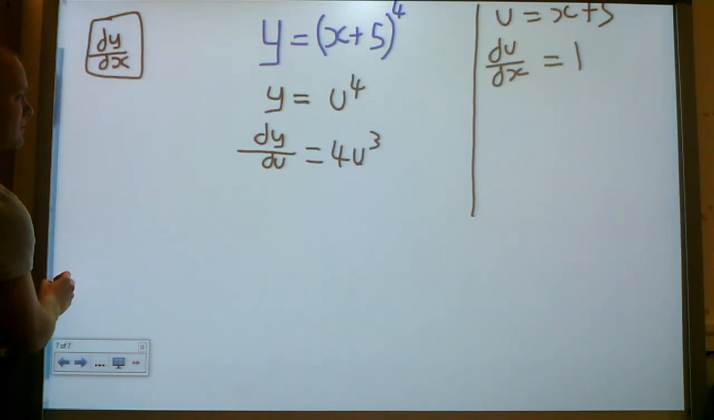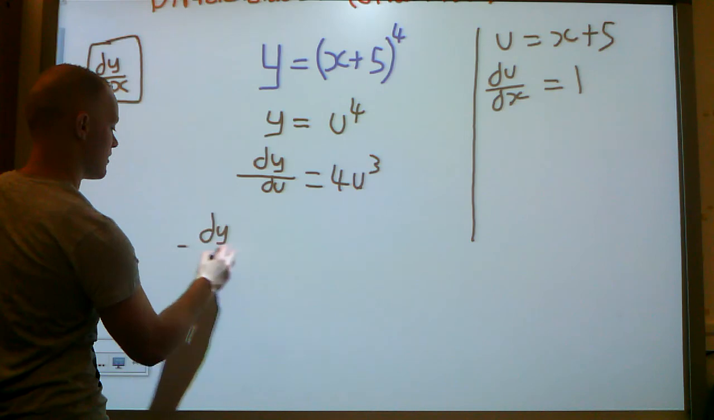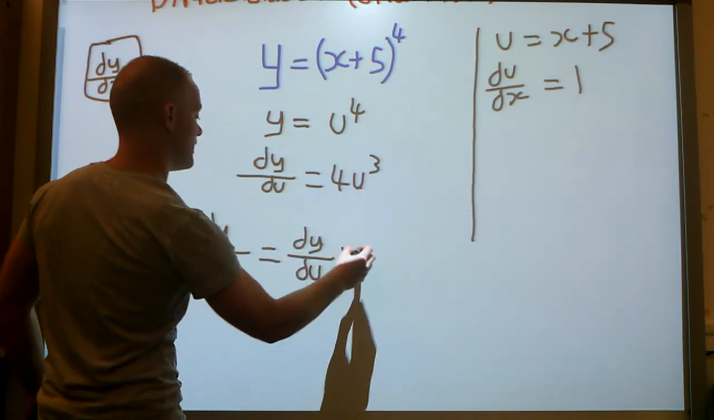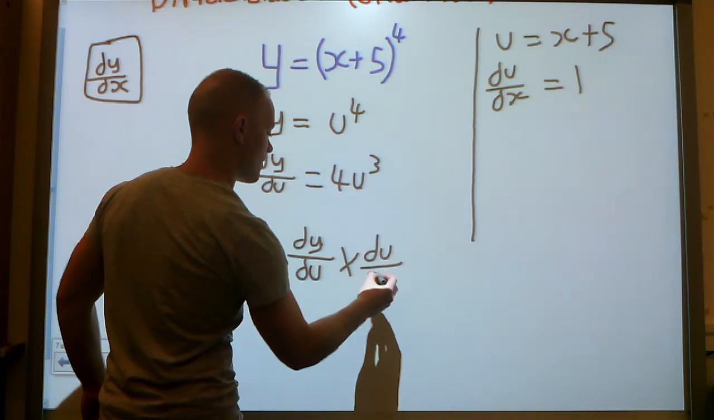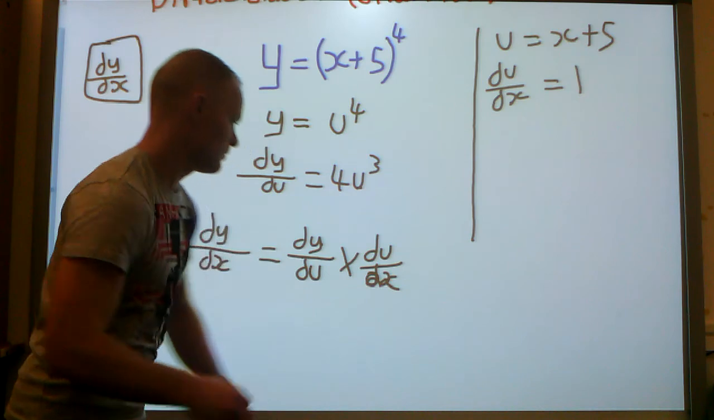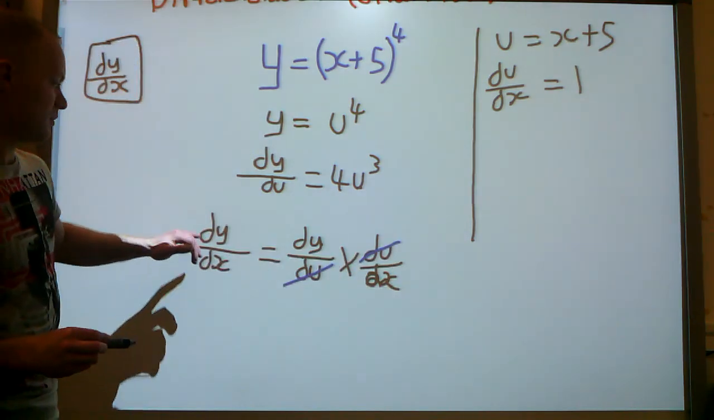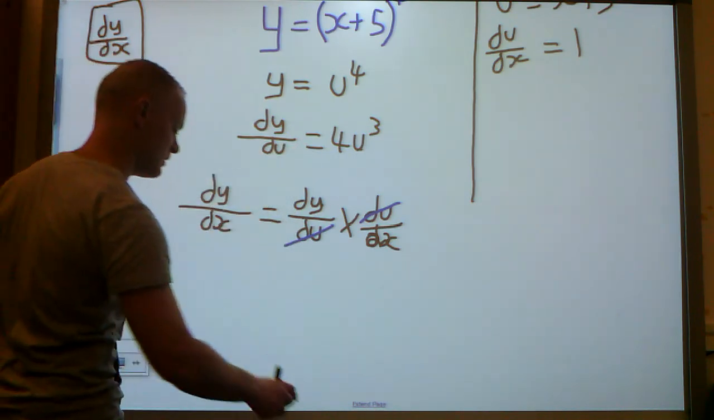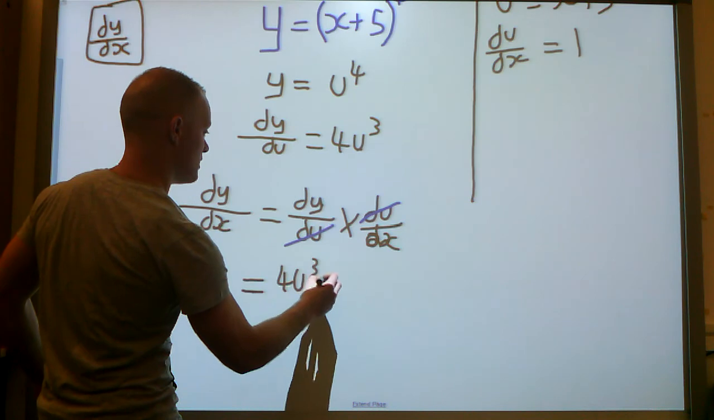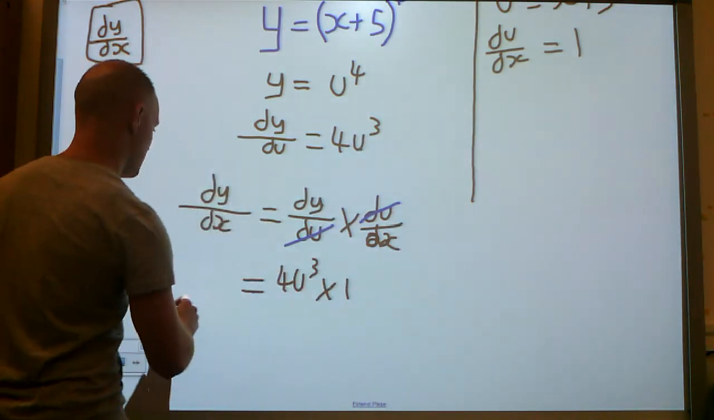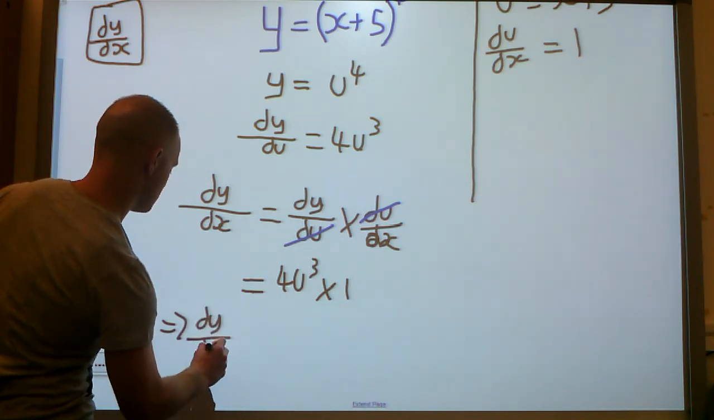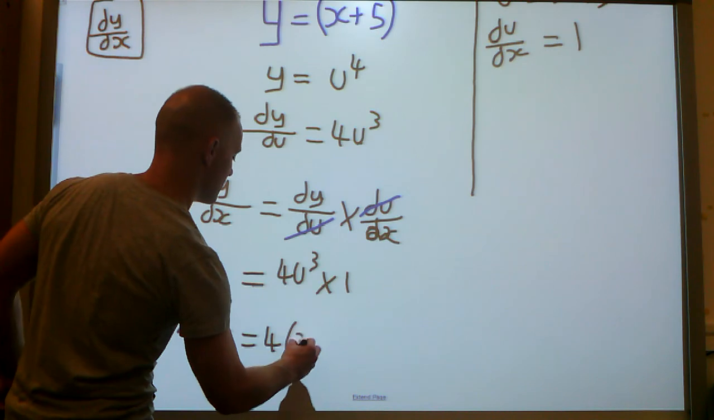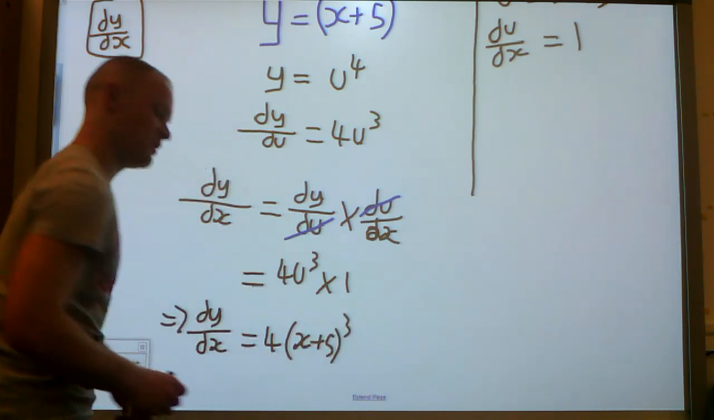That's what we want. So we can say dy dx is equal to dy du multiplied by du dx. Okay, and then a simple crossover gives us dy dx. So dy dx equals dy dx. Okay, that's right. So what we do here is we have dy du equals 4u cubed times du dx, which is equal to 1. So that implies dy dx is equal to 4u cubed, which is 4 times u, which is x plus 5, all to the cube. Okay, so that's one example of the chain rule.